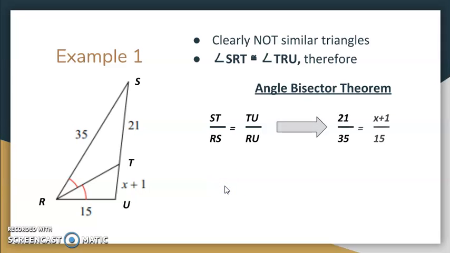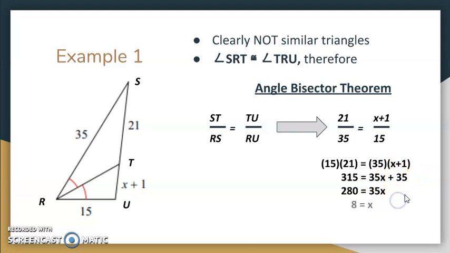Substituting values in, I see that 21 over 35 will have to be x plus 1 over 15. Cross multiply, then use the distributive property. Subtract 35 from both sides and solve to get x equals 8. That is the value of x. If I needed the value of TU here, I would just substitute the 8 back in and get its value of 9.